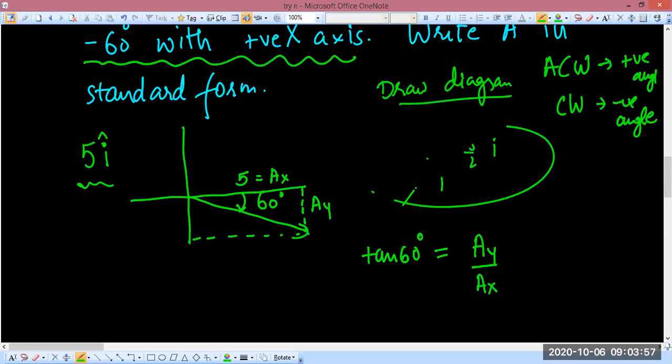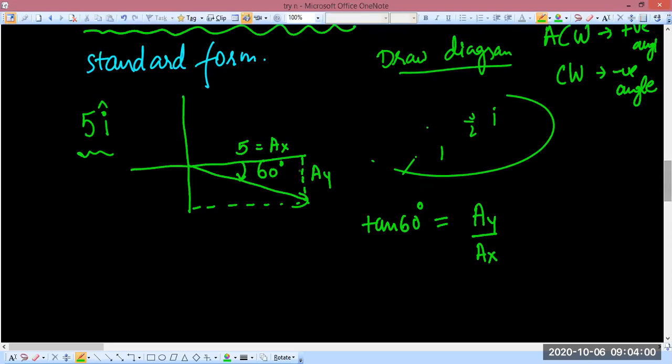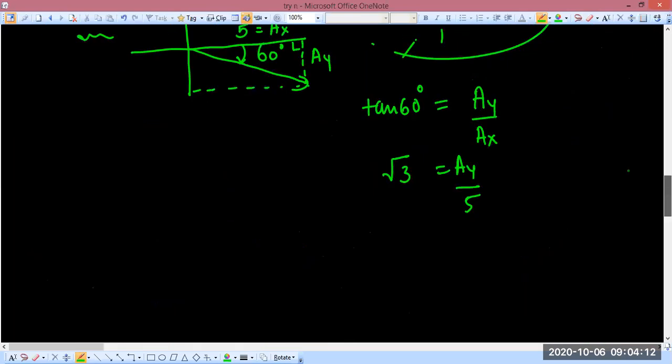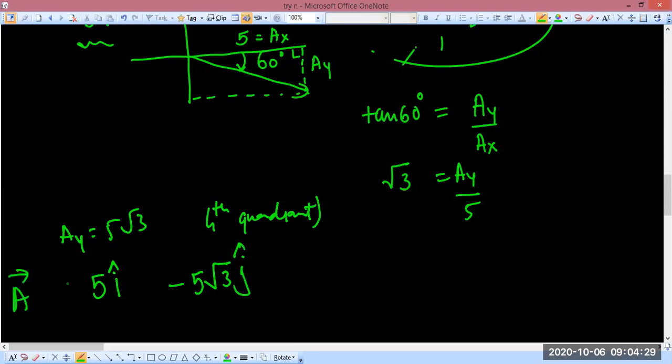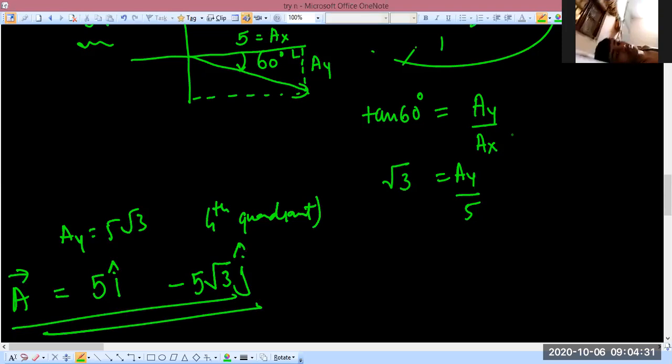Clear, everyone? Look at the diagram. AY upon AX is tan 60 degree based on this triangle. So root 3 equal to AY upon 5. So what is AY? AY is equal to 5 root 3. But this is in the fourth quadrant, isn't it? So in fourth quadrant, it should be -5 root 3. I hope that is clear. So 5 i caret minus 5 root 3 j caret. That's your final answer.